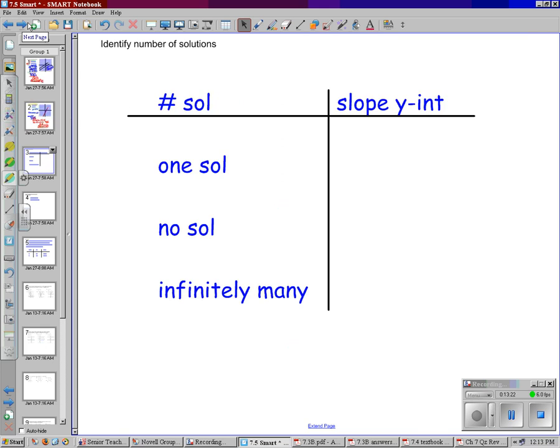Number of solutions. We need to talk about number of solutions. When there is one solution, no solution, and infinitely many, we're going to discuss the slopes.